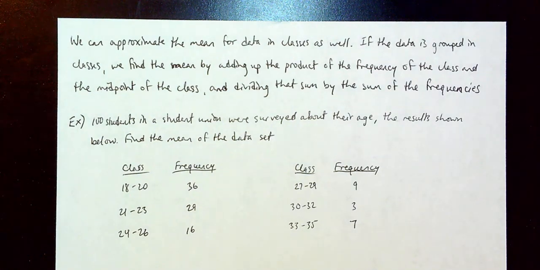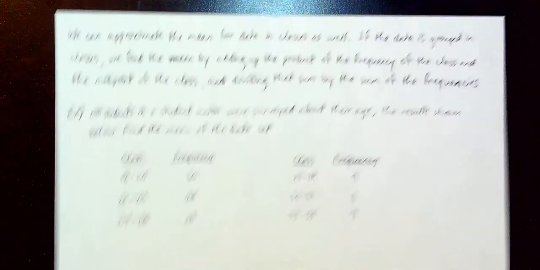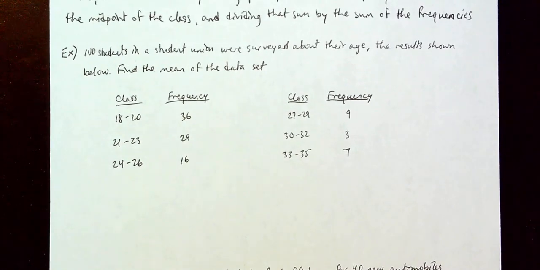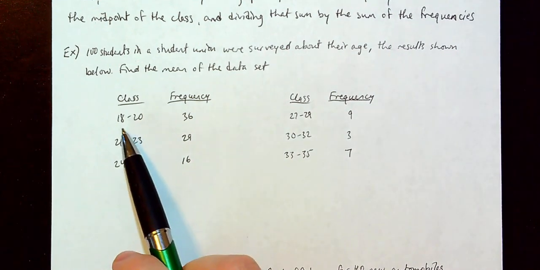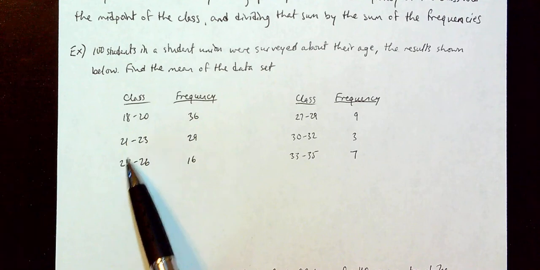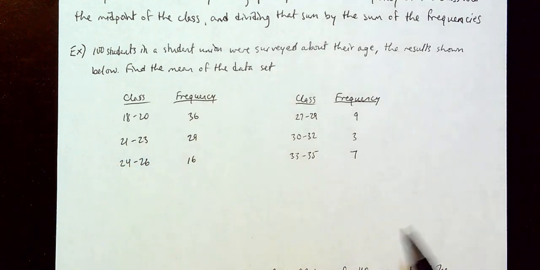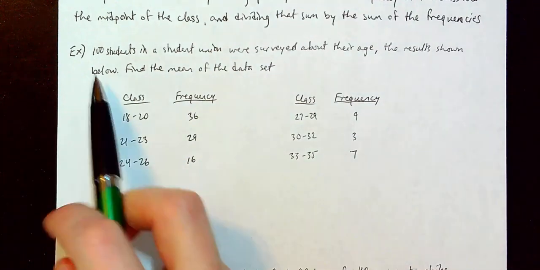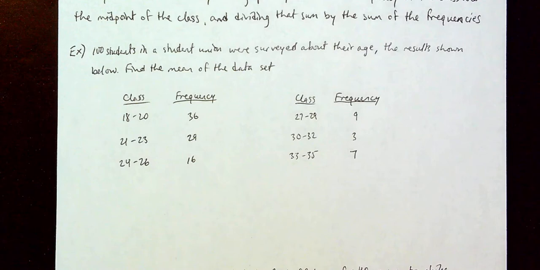So here are a couple sample problems to see how we do that. First up, 100 students in a student union were surveyed about their age, and the results are shown below. We're going to find the approximate mean of this data set. We see that we've broken the ages down into classes, 18 to 20, 21 to 23, 24 to 26, all that. And then we have the frequency associated with each class. Note that the sum of the frequencies is indeed 100, the number of students that were surveyed.